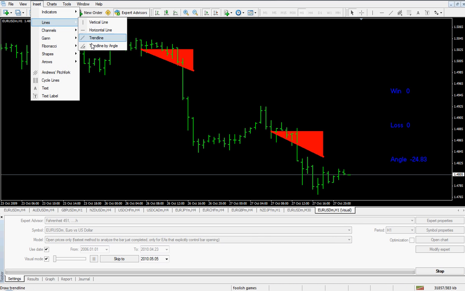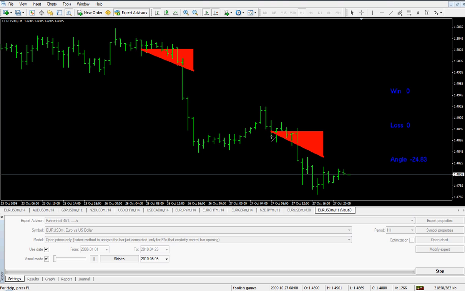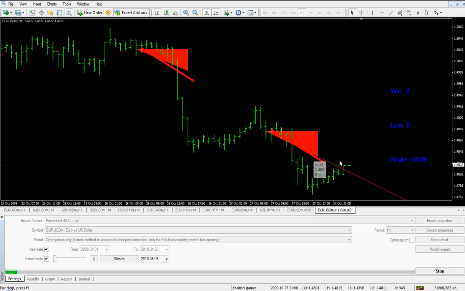Insert lines, trend by angle. Let's measure this right here. That says 334, about 335, and if you look at my angle, it says minus 24.83. If you added those two up, forget the negative, it's going to be 360.